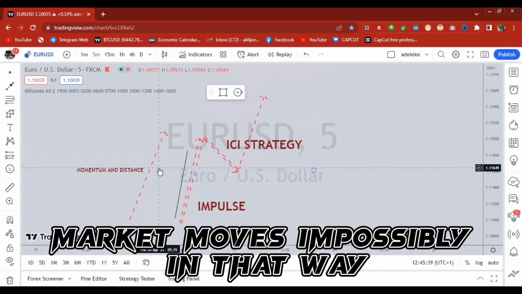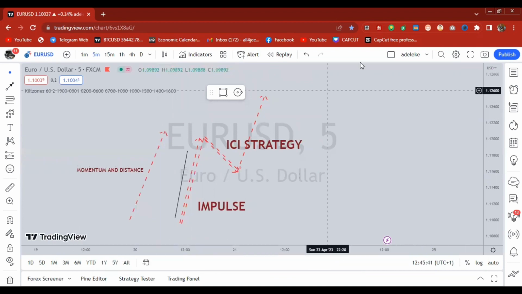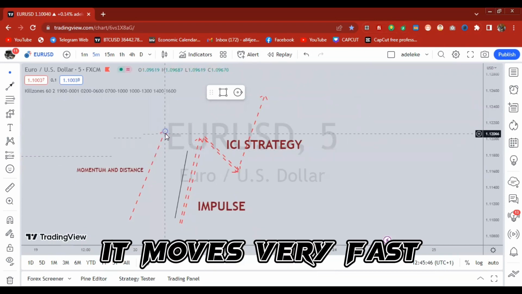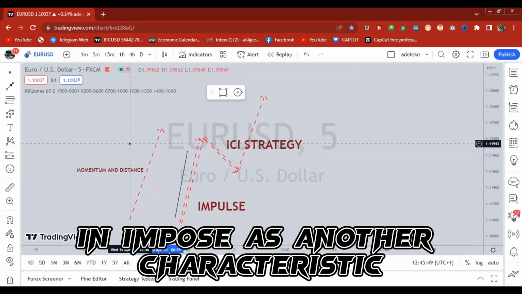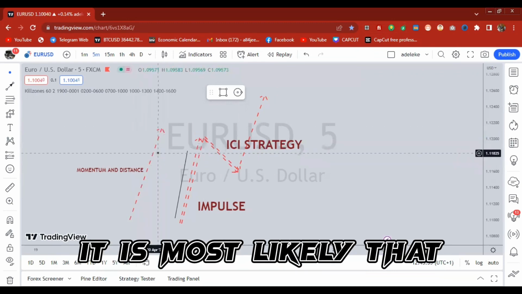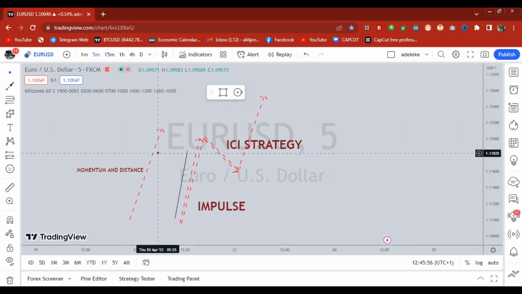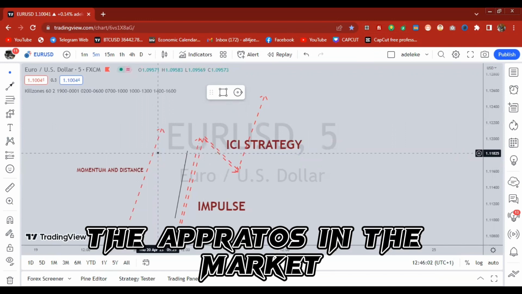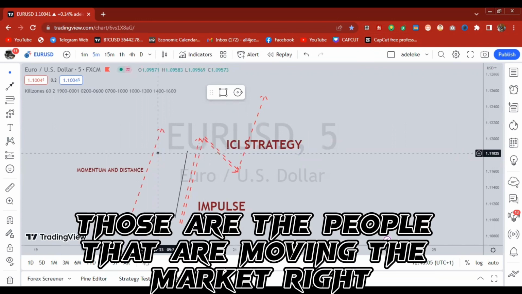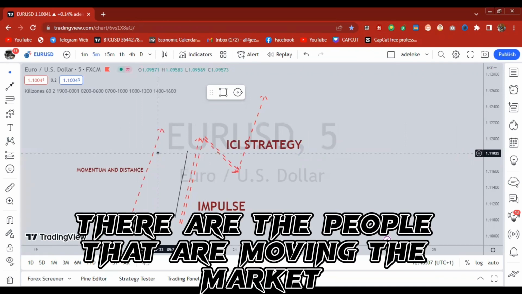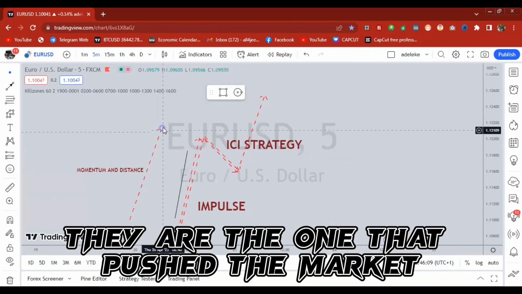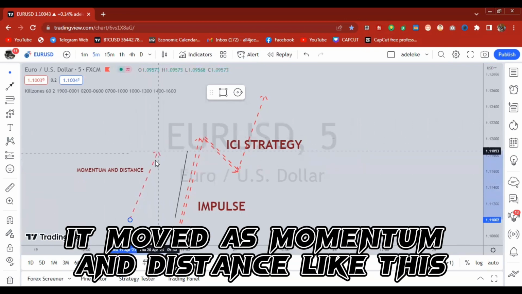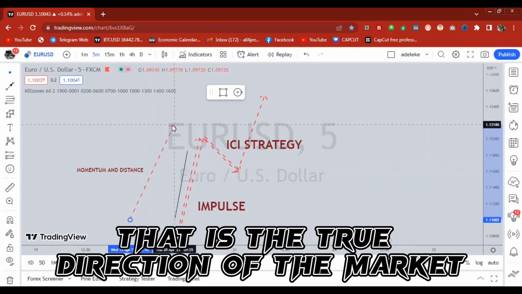The market moves impulsively, very fast. That's what we call impulse. Impulse has another characteristic: whenever you see impulse, it is most likely the real direction of the market. There are people moving the market, the big boys, the operators. They push the market in the right direction. So whenever we see a long move with momentum and distance like this, that is the true direction of the market.